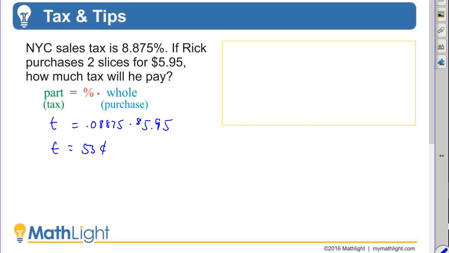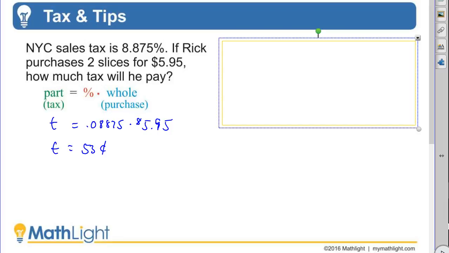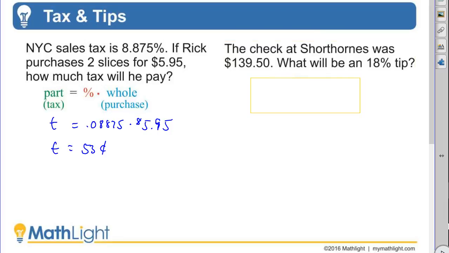Now, does my answer make sense? Okay, what's 10% of $5.95? Move the decimal point one place to the left. 59 cents. Okay, I'm not quite paying 10%, so I should be around that amount. I am. It's a good price. 53 cents in tax. Now, if I was buying a vehicle, that would really hurt me, right? The percent of a larger number is going to be larger.